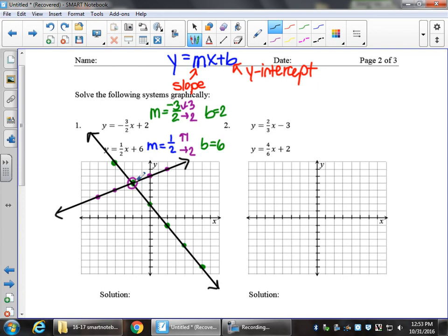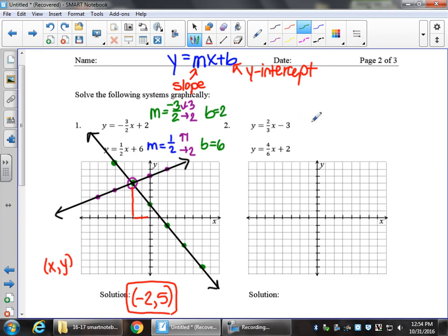The solution is this point of intersection. So to count that, remember, ordered pairs are x comma y. So from my origin, I'm going to count left 2. So that's negative 2, left 2, and then up 1, 2, 3, 4, 5. Negative 2 comma 5. And we're done. Let's practice with number 2.